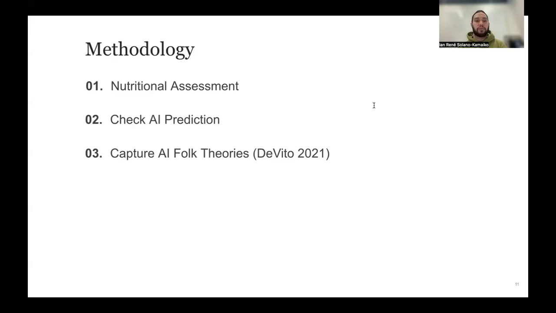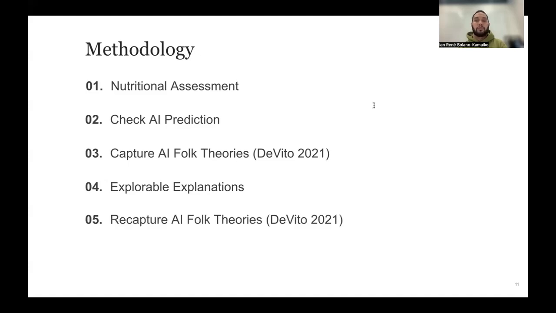This work builds off the research from Dibyendu 2021, who utilizes folk theories to understand algorithmic literacy. A folk theory is an intuitive or informal theory rather than concrete evidence or facts about a technological system. For digitally novice users such as CHWs who may have trouble articulating conceptual models of these systems, folk theorization is a more practical approach. After capturing CHWs' folk theories, we introduced the design probe with explorable explanations and had them interact with this probe. And then finally, we recapture their AI folk theories after interacting with the explorable explanations.